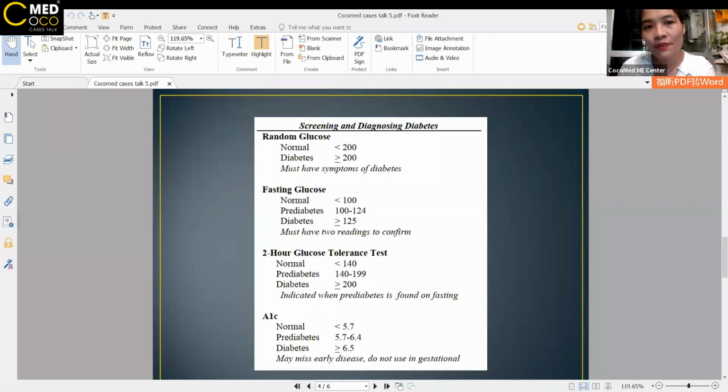And for HbA1c, you have to repeat the test after 3 months. When you give the patient the diagnosis of diabetes, you repeat the test. You check the test after your treatment. You can treat with lifestyle modification or medication, whatever. But you have to check the HbA1c after 3 months. Okay.